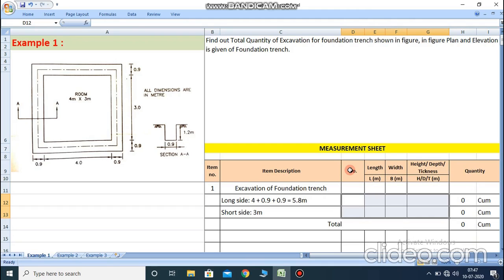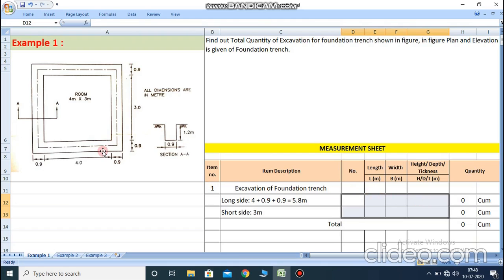Now L is the length, we write the length in meters. Next, B is the width in meters, the width of any particular item, and the sixth column shows the height, depth or thickness in meters. At the last, we find the total quantity by multiplying all the columns, like number, length, width and height of any particular work.